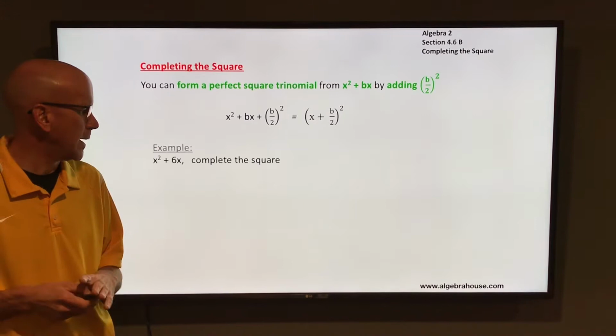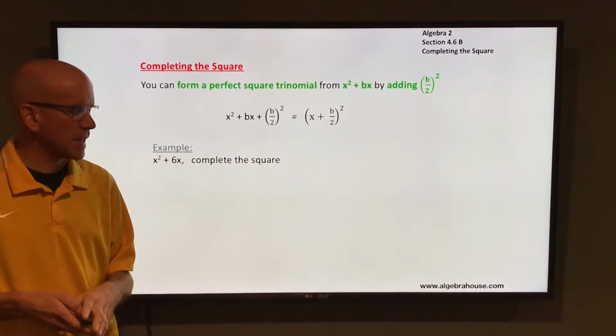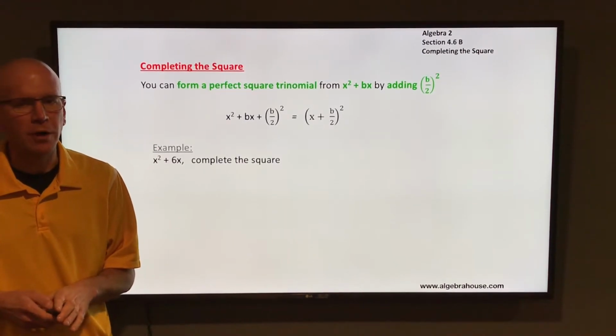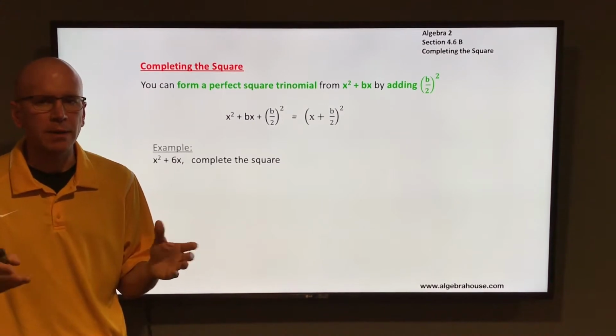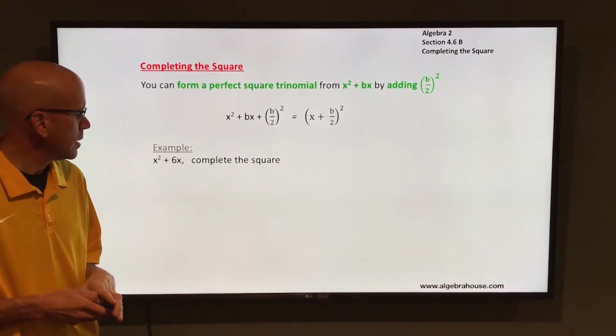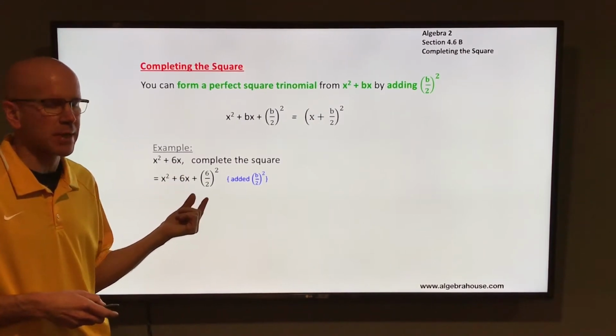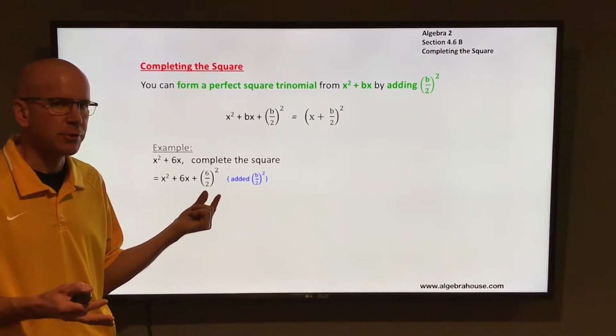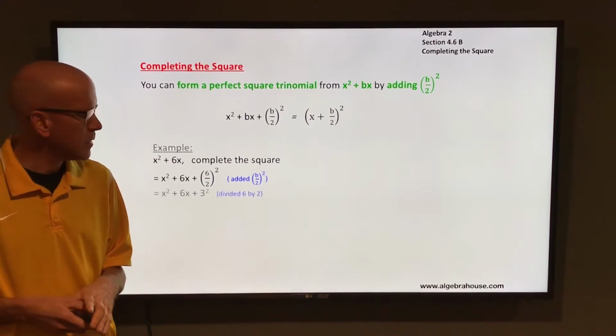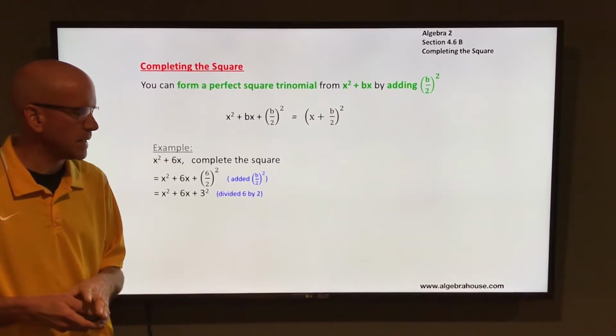Sounds confusing? It's really not too bad. If you have x squared plus 6x, we're going to make that into a perfect square trinomial in the form of a squared plus 2ab plus b squared. So to do that, we're going to take half of the coefficient of x. Half of 6, or 6 over 2, is 3. Then if you square that, that is 9.